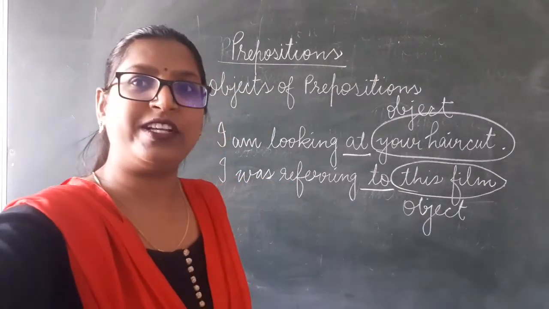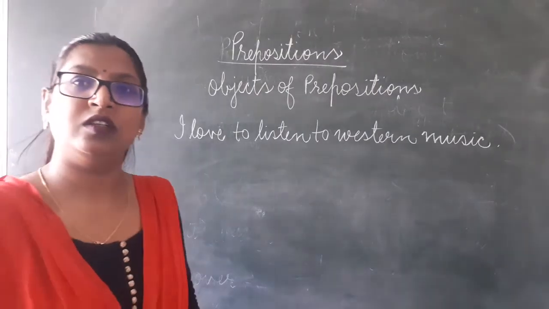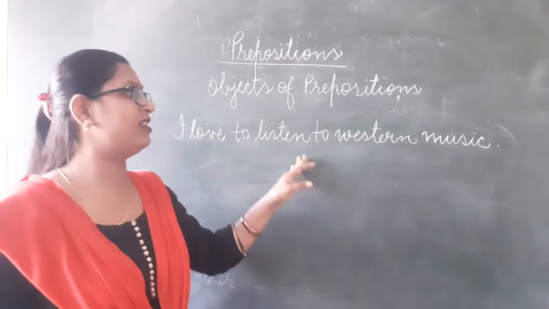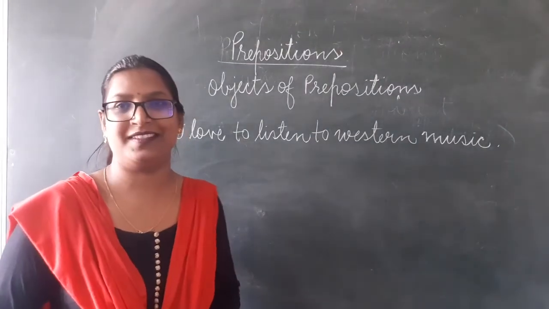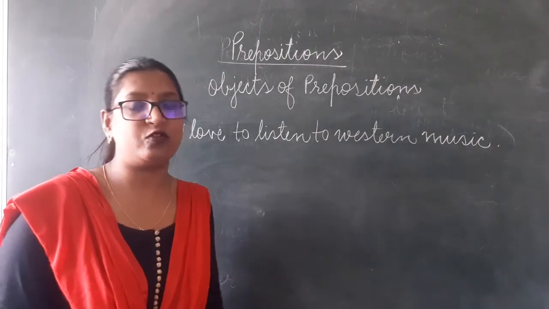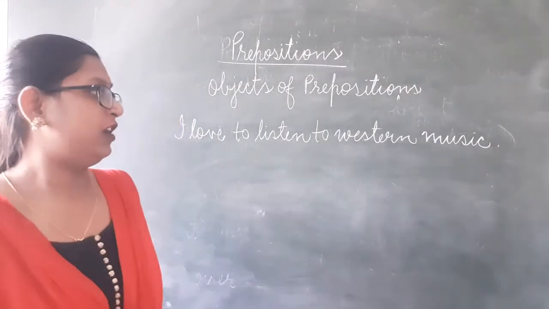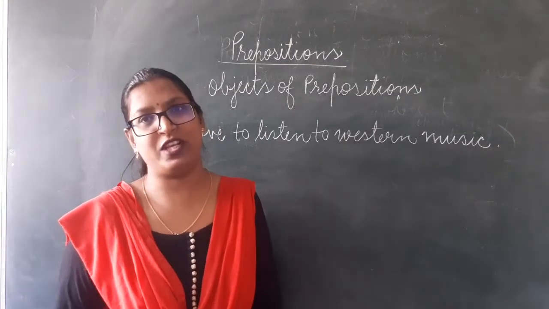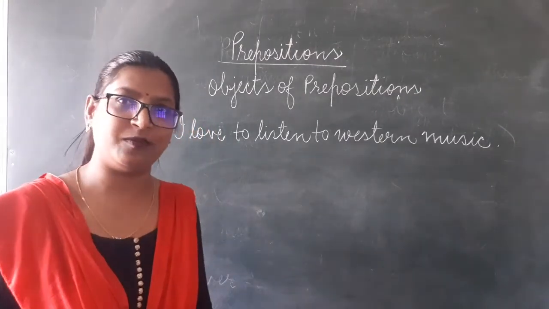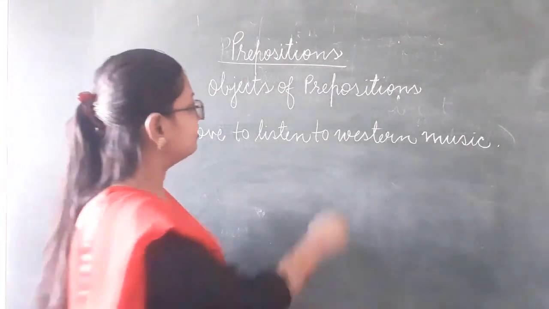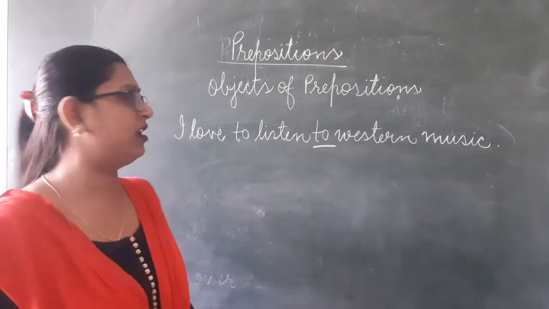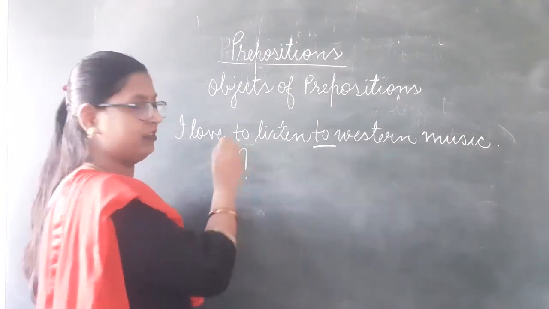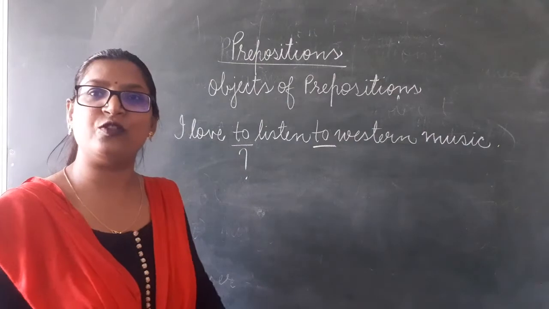Now, I will write one more example on the board. Now, dear children, look at this sentence. I love to listen to Western music. Here, if I ask you to find out the preposition and its object, what is the preposition? I hope you will answer to, and you may think there is one more to, and this is also a preposition. Isn't it? You may get confused about it.